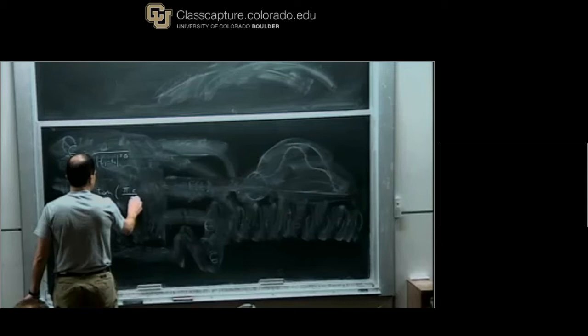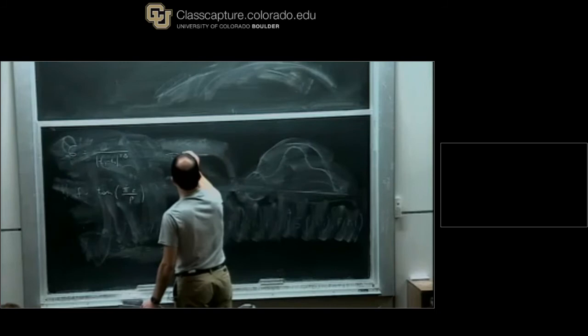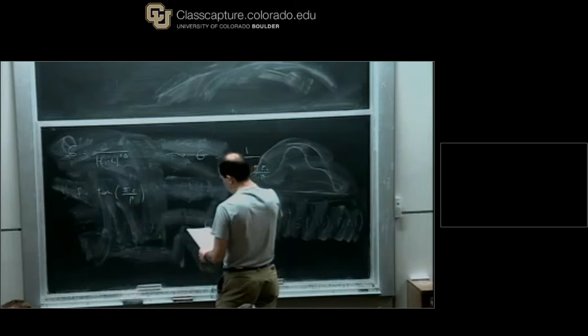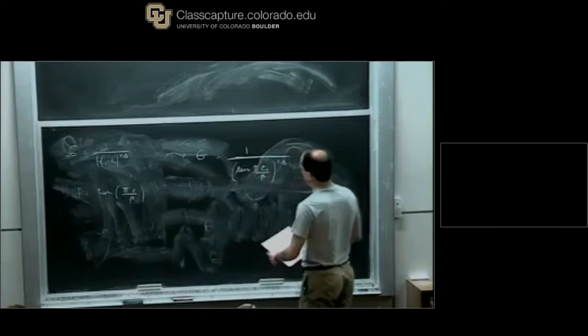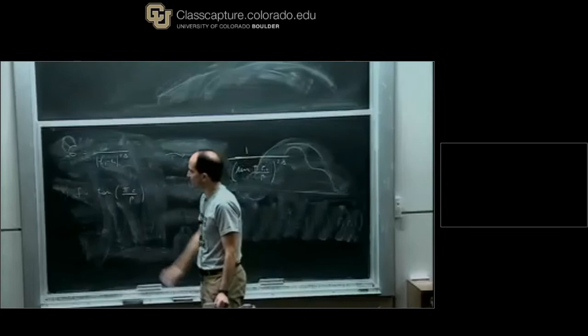This is a transformation that maps a circle to an infinite line, and by doing this transformation, we then get a G which is 1 over sine of pi tau 1 2 over beta, and then there are some factors of beta I'm not going to put, to the 2 delta. This is the correlation function now at finite temperature. It's periodic in beta. And so we got the finite temperature solution from the zero temperature solution. So that's a simple application.